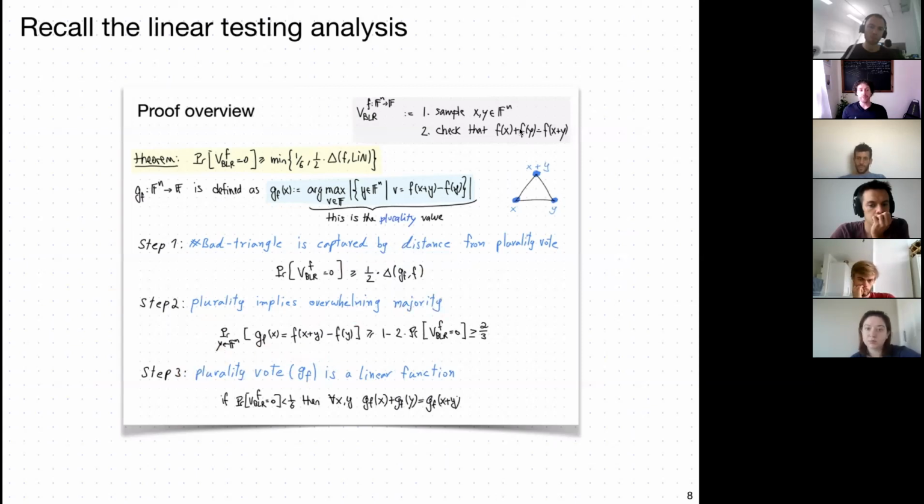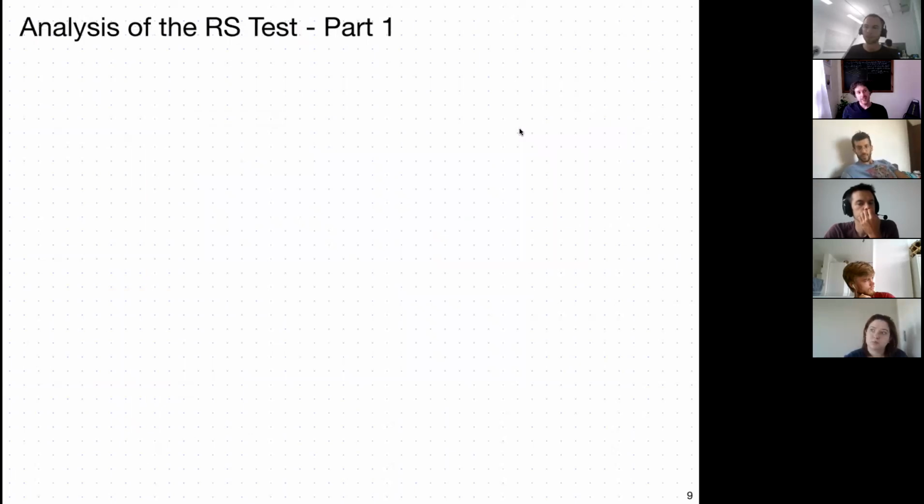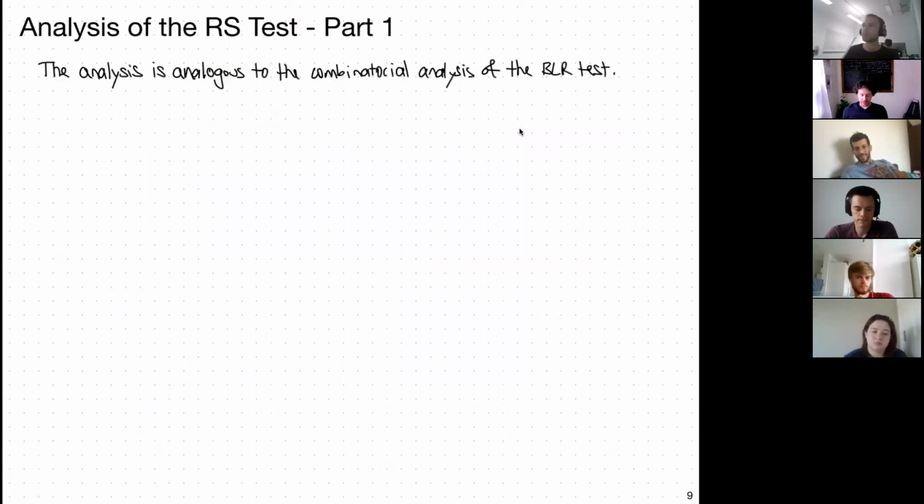What we're going to do now is something analogous. We'll say the number of violations of these new constraints that we've seen captures the distance from the plurality vote. We'll show that the plurality vote implies overwhelming majority with respect to this constraint. And finally, we show that the plurality vote in our setting would be a low-degree polynomial. So we're really monkeying the same design pattern of the proof. Okay, so let's do it. 3 parts for 3 claims.